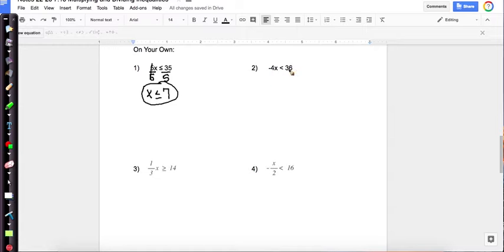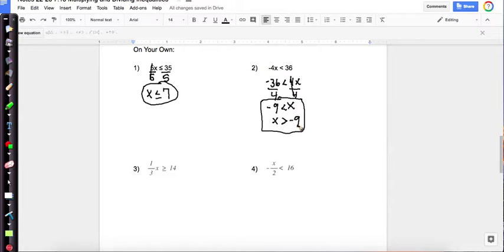Okay, number 2. The variable is negative. So remember, these two switch spots and they become its opposite. So negative 36 is less than positive 4x. Now I'm good to go. Divide, divide. 1 in disguise. Negative 36 divided by 4 is negative 9, so negative 9 is less than x. Or read it from the letter, x is greater than negative 9.